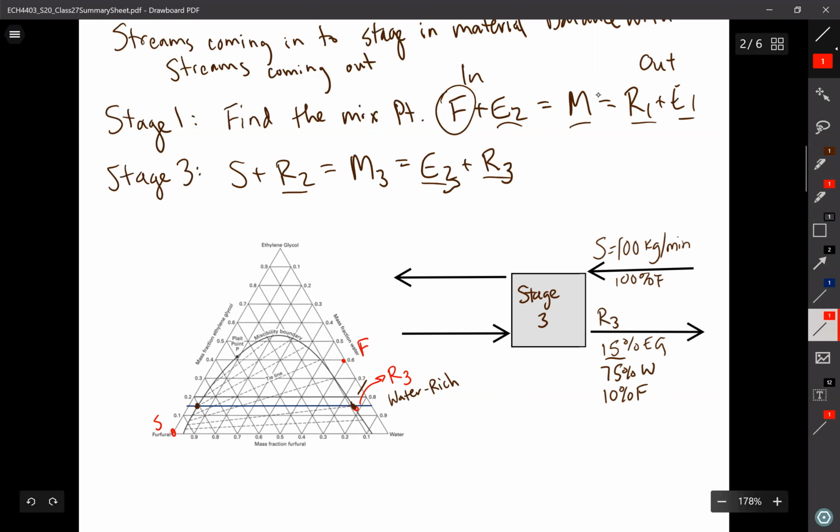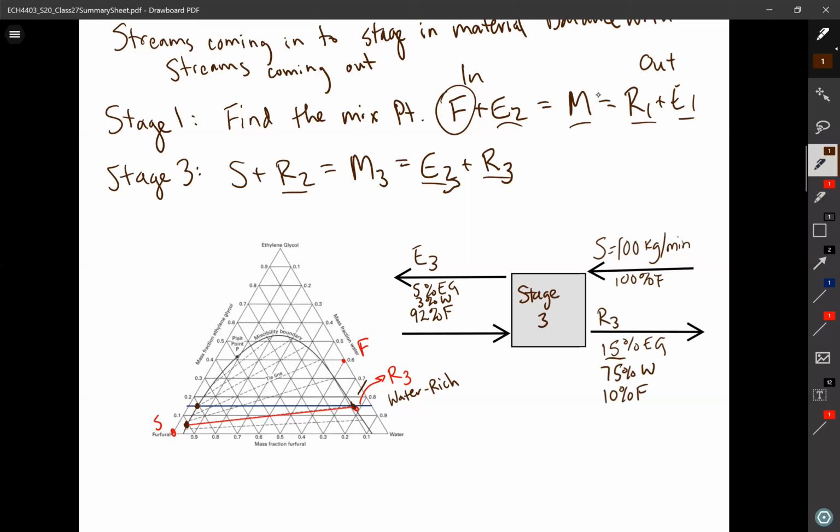If I connect this point with a tie line, because remember it comes off of a stage, so therefore anything else that comes off of that same stage has to be in equilibrium, I can draw what my extract compositions will be. So this is my E3 stream, is 5% ethylene glycol. Let's see, 92% furfural, and the last 3% remaining would be water.